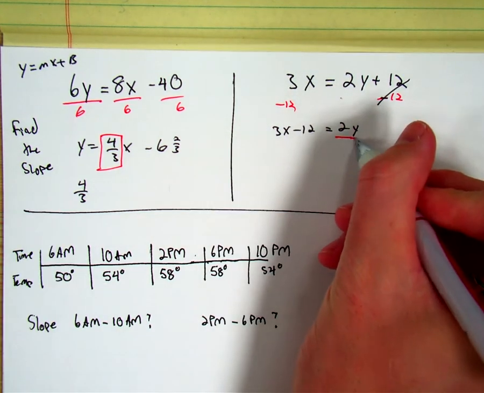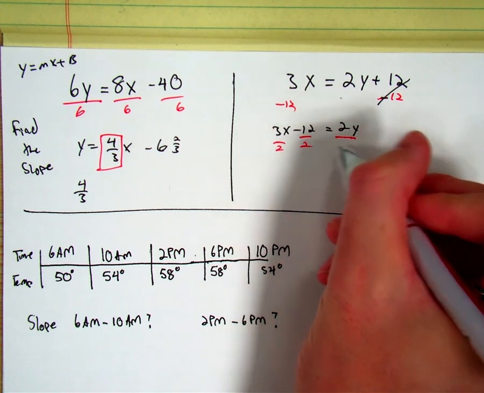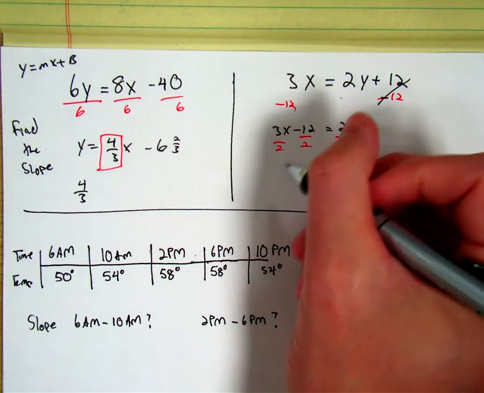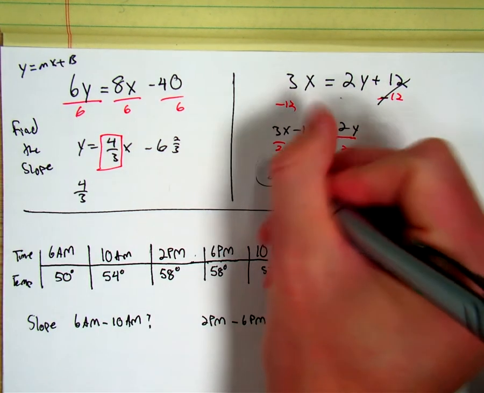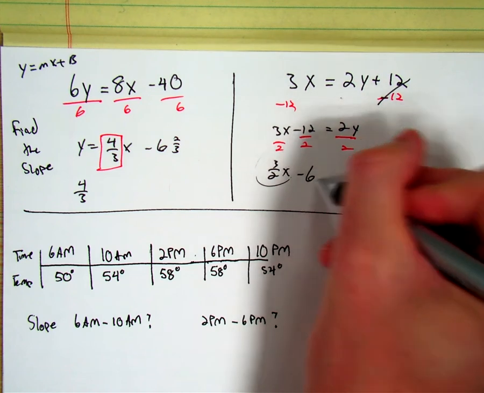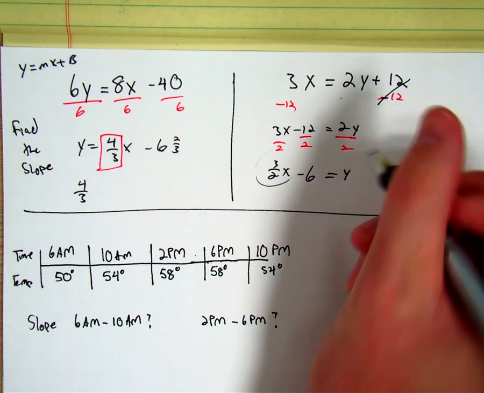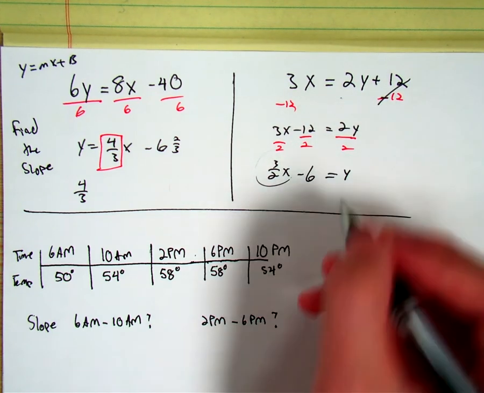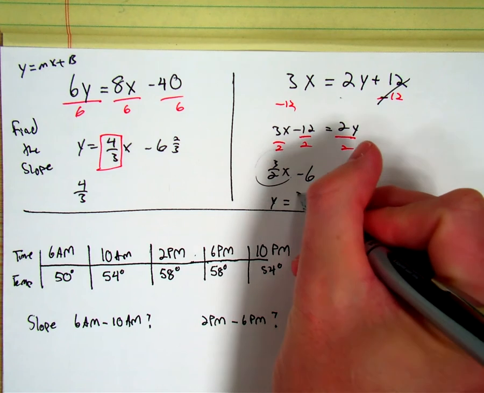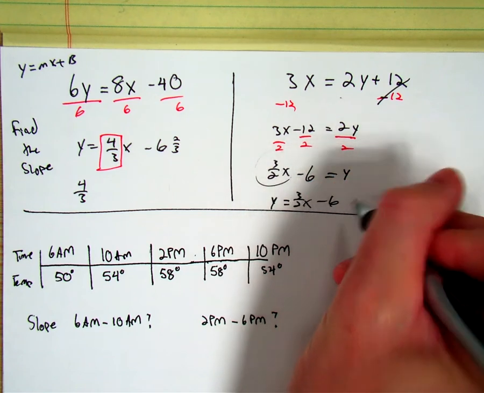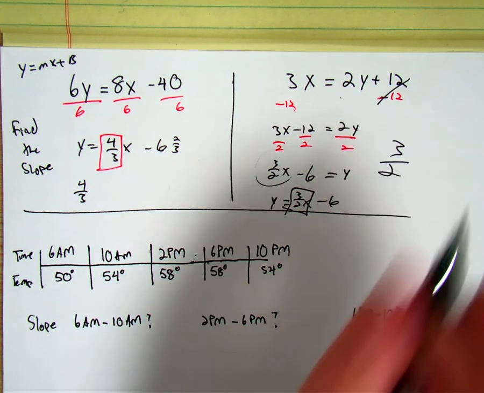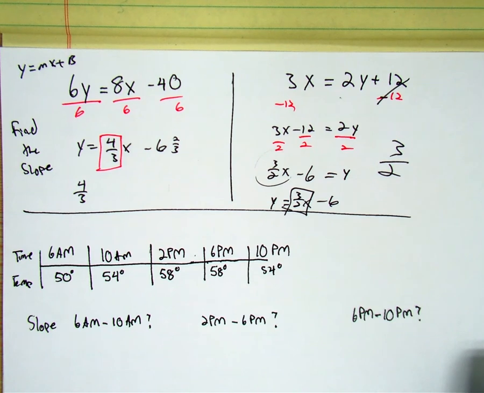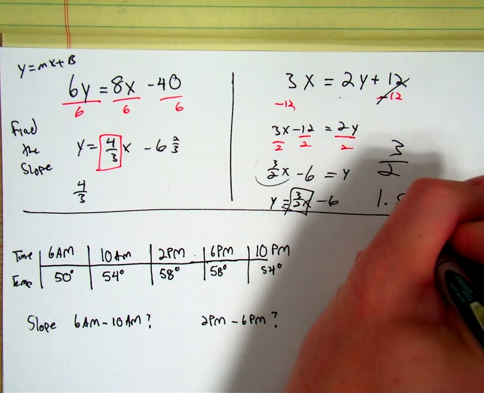Divide everything by 2. So we got 3/2 x. That's what I want. That's going to be the thing that matters the most to me right now because that's the question. And if that's bothering you, you can just totally flip it. y equals 3/2 x minus 6. It's the same. There it is. My slope is 3/2, or 1.5 if you are a decimal person. That's fine with me.